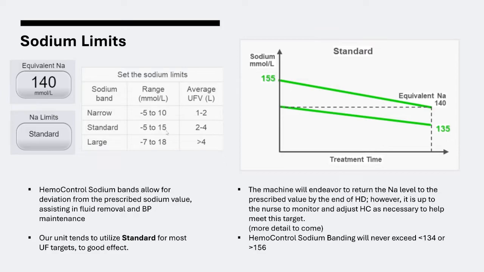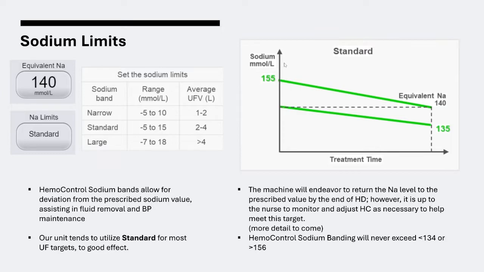So as we discussed previously, the machine will endeavor to return the sodium to the prescribed value by the end of hemodialysis. However, it is up to us as nurses to monitor and adjust HemoControl as necessary to help it meet this target. HemoControl can only do so much, and it requires our interventions. So we will talk about this a bit more to come.